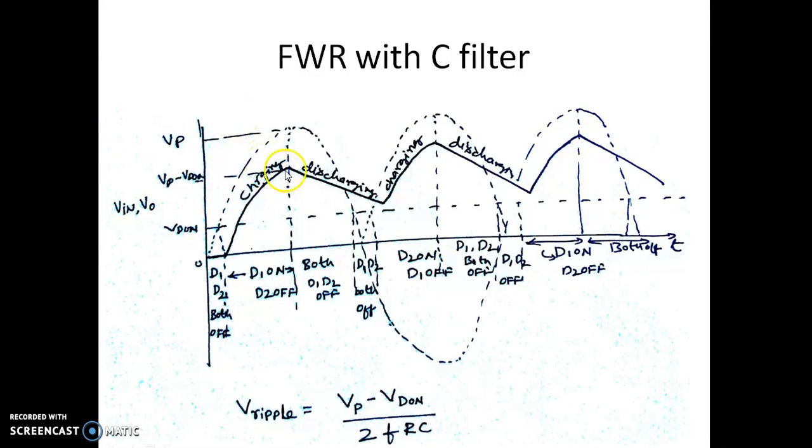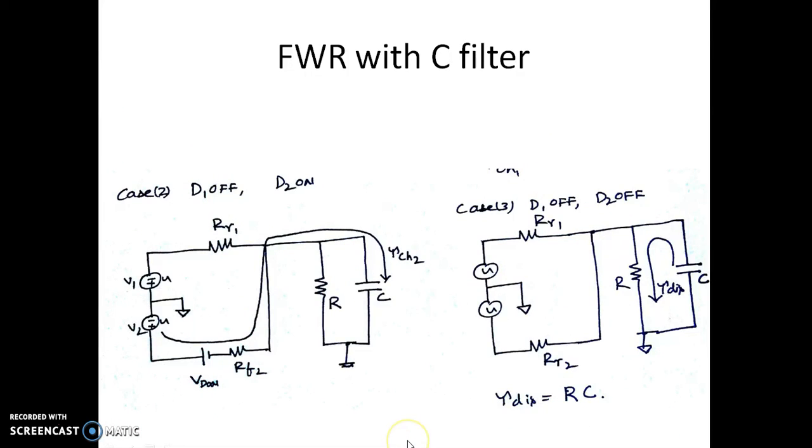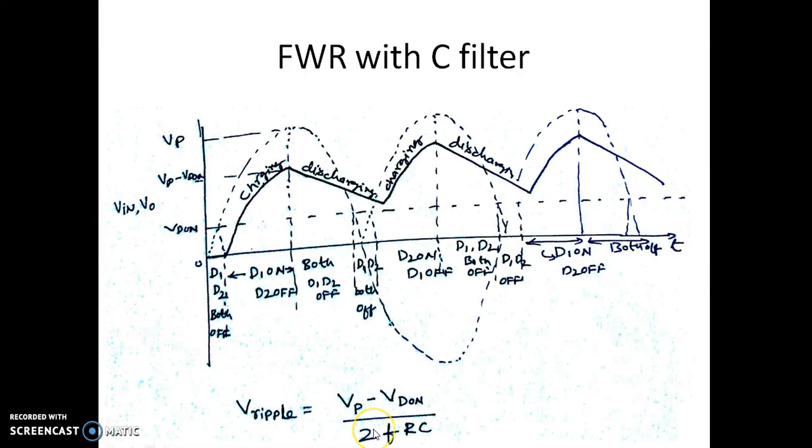So since the peak voltage is Vp minus 2 Vd on, the ripple voltage changes to Vp minus 2 Vd on divided by 2FRC. So the denominator remains the same, only the numerator reduces to Vp minus 2 Vd on. So naturally the difference between Vp minus Vd on and Vp minus 2 Vd on is not too much. The ripple voltage of both the full wave rectifier and the bridge happens to be almost the same for a given set of values.